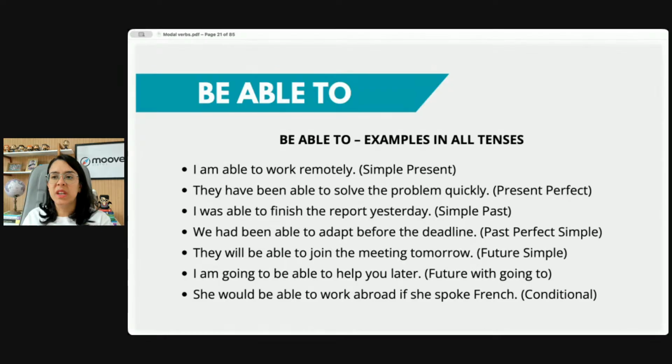And here we can see be able to in many verb tenses. I am able to work remotely, simple present. They have been able to solve the problem quickly, present perfect. I was able to finish the report yesterday, simple past. We had been able to adapt before the deadline, past perfect simple. They will be able to join the meeting tomorrow, future simple. I am going to be able to help you later, future with going to. She would be able to work abroad if she spoke French.